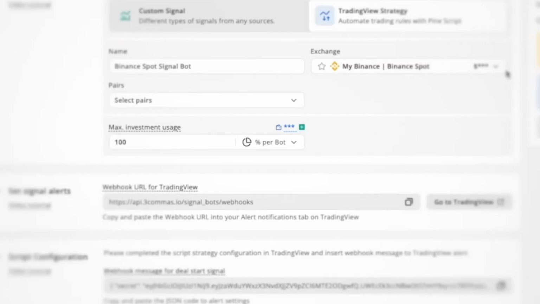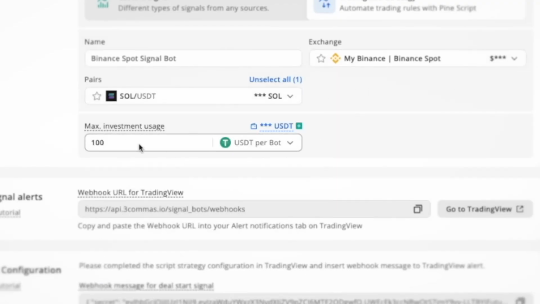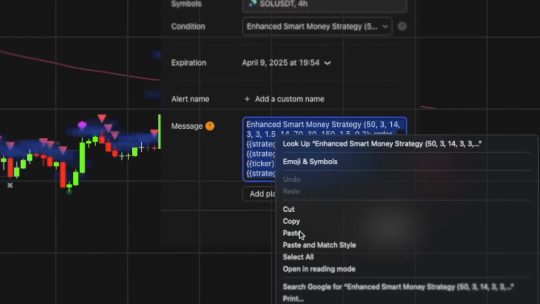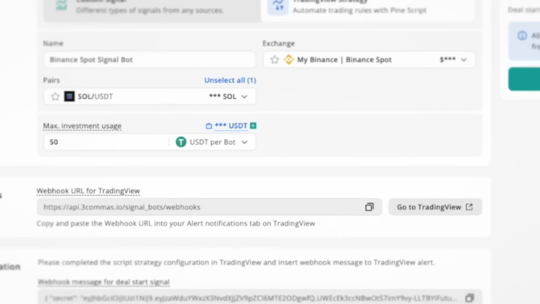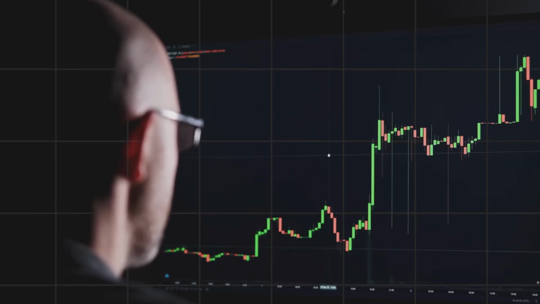Proceed to the next step, which is to choose your exchange, trading pair, and the investment amount for the bot to trade with. The final step is to copy this webhook message and paste it into this window. Once you're done, click on Create Alert and activate your bot on 3 commas. That's it. Now you can sit back and watch your portfolio grow.